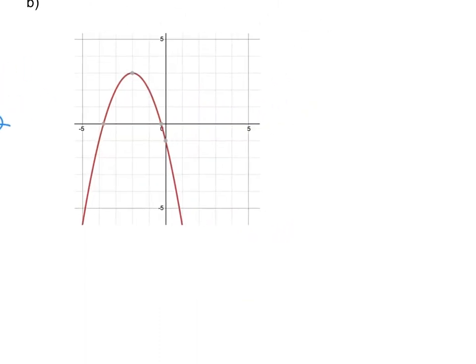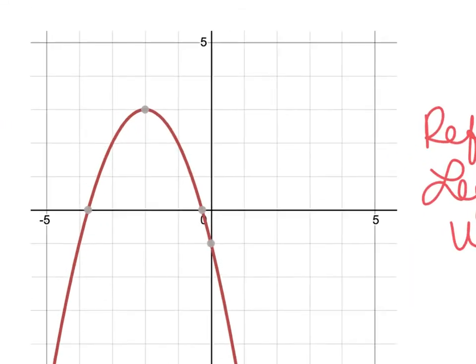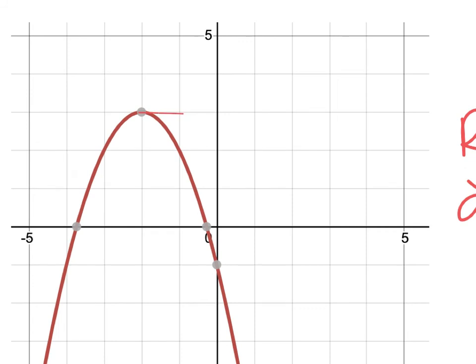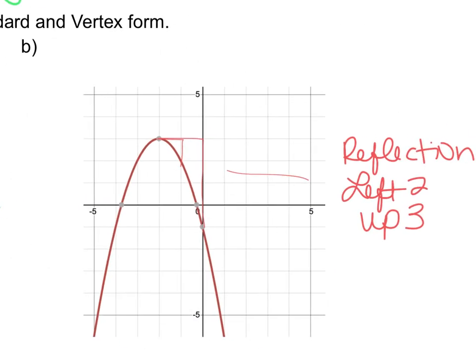All right, let's do the next one. Let's identify the transformations again. So it has a reflection. Okay, it looks like it's been shifted left 2, up 3. And then is there a shrink or stretch? Looks like over 1, down 1, over 2, down 4. Yeah, so no shrink, no stretch, good.